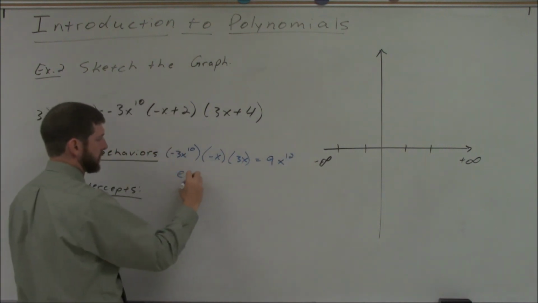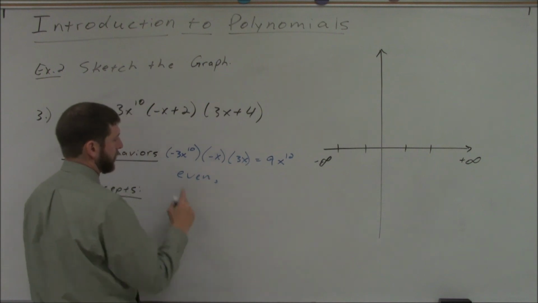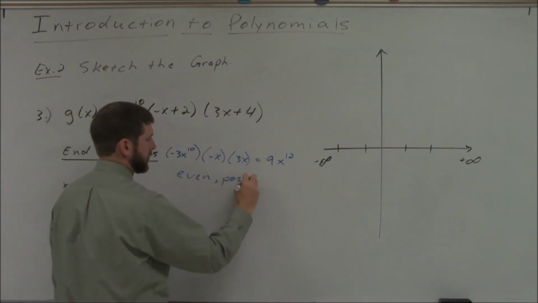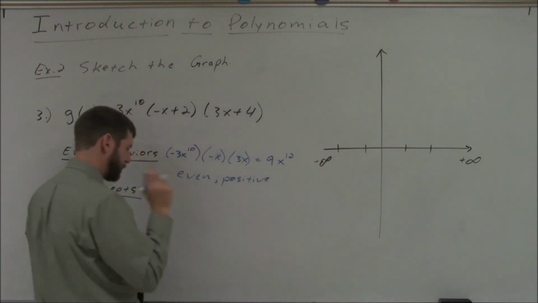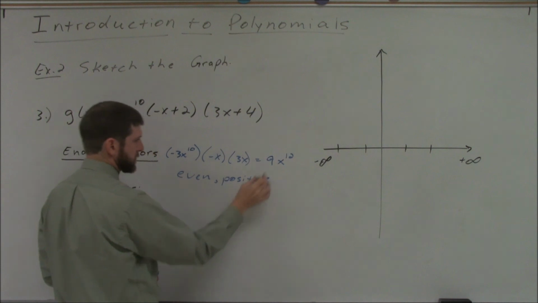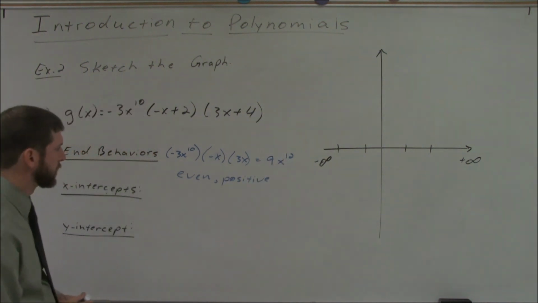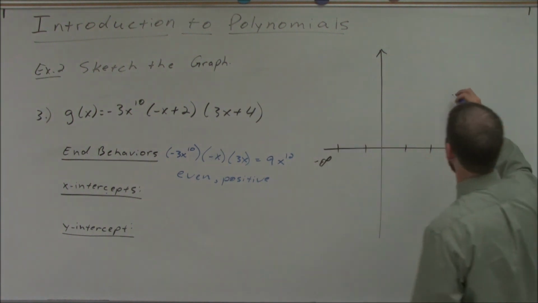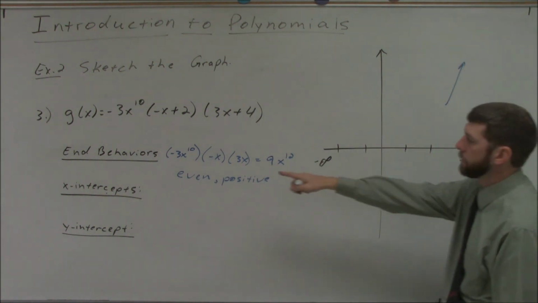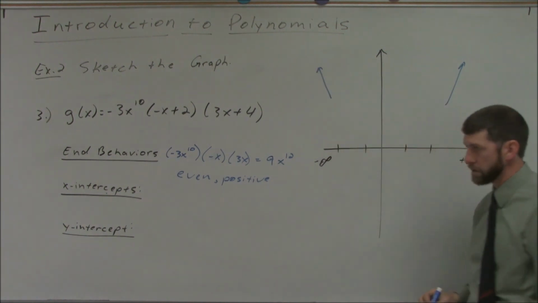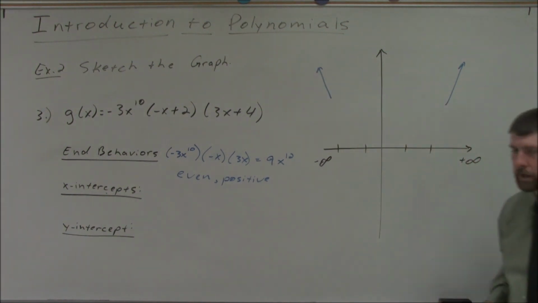So we have even degree with a positive lead coefficient. And make sure you're paying attention to what you're doing there. Even describes the degree, positive describes the lead coefficient. So positive tells us we're going to be increasing on the right side. Even tells us we do the same on the left side. So that's what our ends should look like.